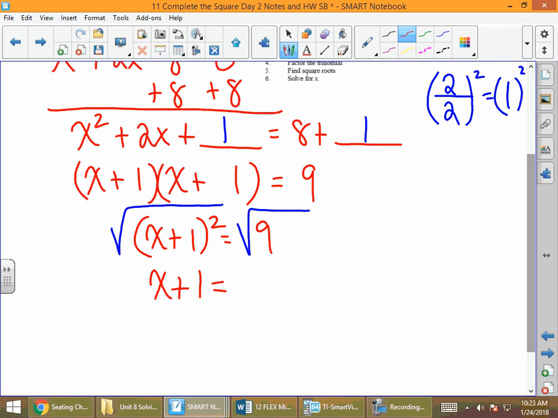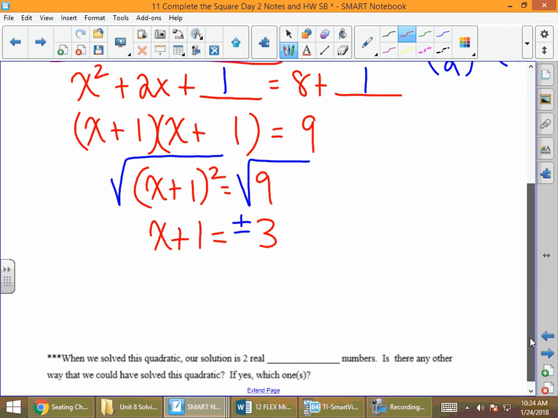On the right side, can we take the square root of 9? And it's 3. Don't forget that it's not just 3, it's plus or minus 3. Positive 3 times positive 3 is 9. Negative 3 times negative 3 is still 9.